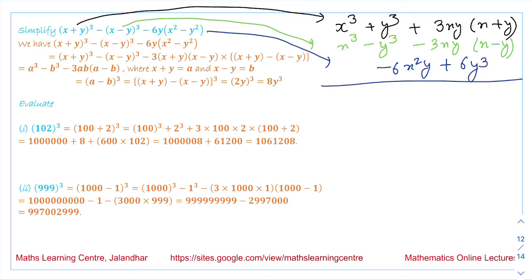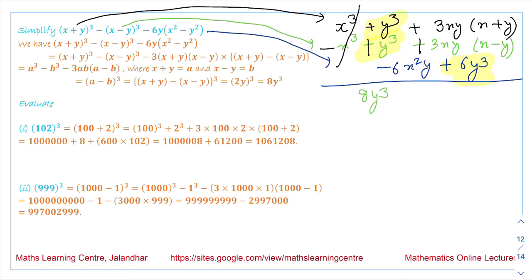We are saying that we have to subtract these terms, so this sign will become negative, this will become positive, this will become positive. Then the next signs are like this. When you add all these values, x cube and x cube get cancelled, then we are left with this y cube and 6y cube. So the total answer is 8y cube.